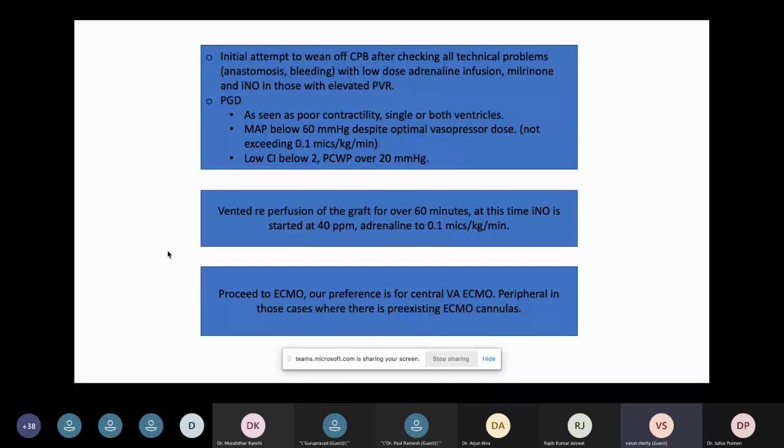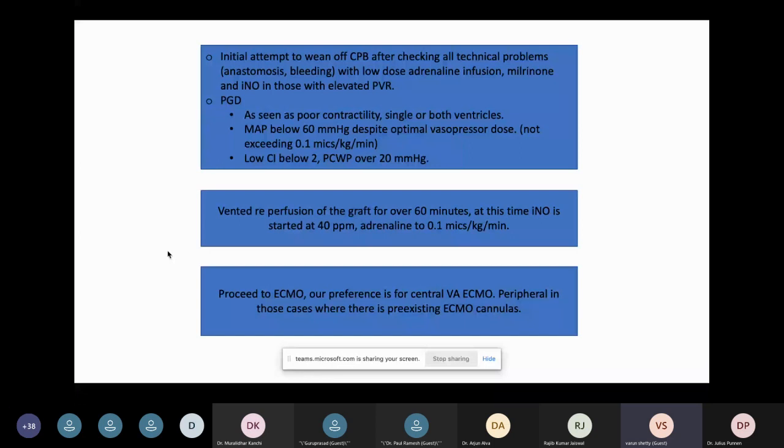for another 60 minutes. At this time, if the pulmonary vascular resistance is to be blamed, then you can start inhaled nitric oxide. And if the left ventricle or any other issues are to be blamed, then you can go up on the inotropes. Even after resting the heart on CPB and making sure that all the other correctable lesions are corrected, the next step is to go on ECMO.